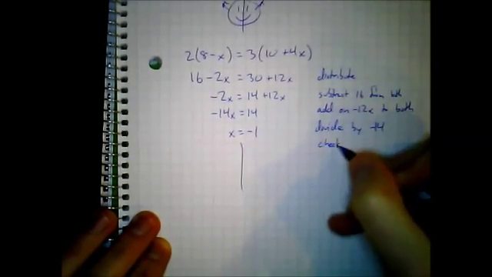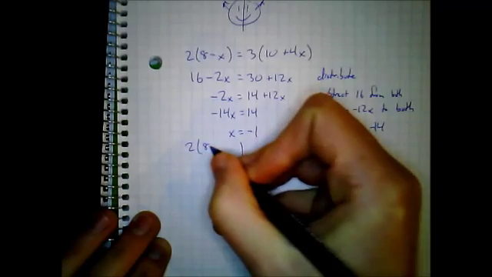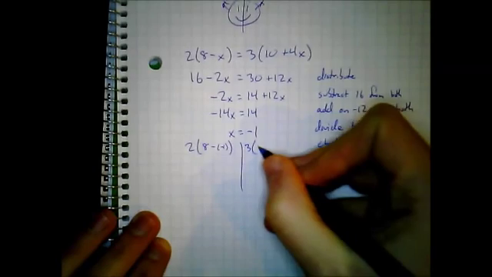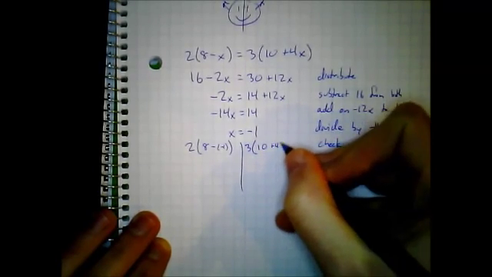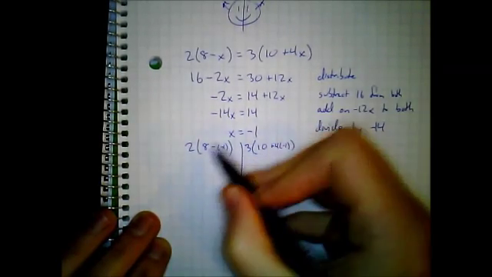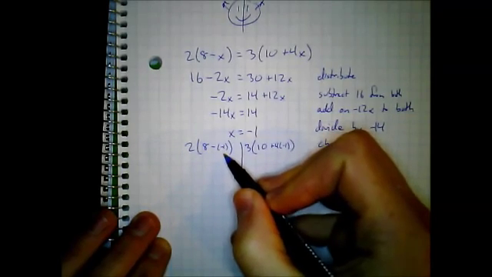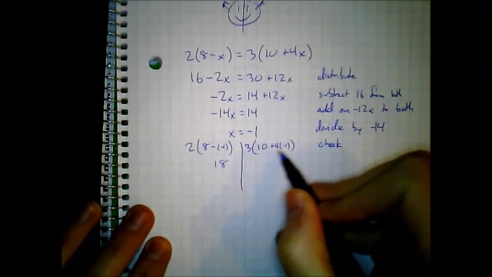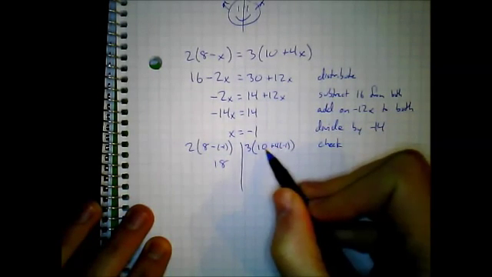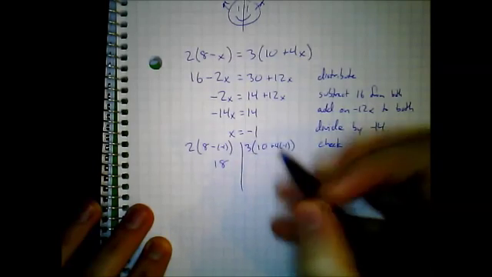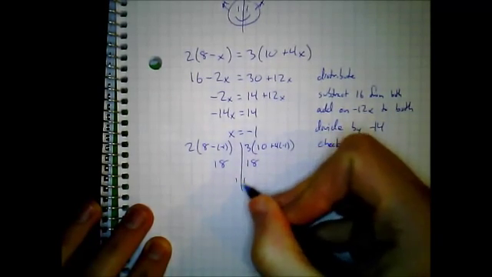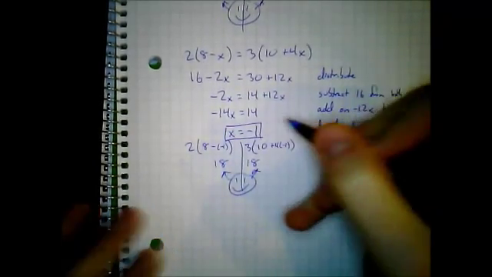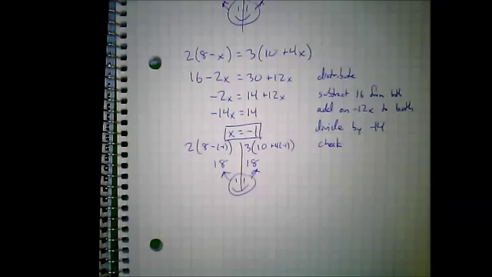Check our work. So we have 2 times 8 minus negative 1. We want to know, does this equal 3 times the quantity 10 plus 4 times negative 1. 8 minus negative 1 is positive 9, times 2 is 18. 4 times negative 1 is negative 4. 10 plus negative 4 is 6, times 3 is positive 18. This makes us happy, because when x equals negative 1, both the left and right expression equal positive 18. So we know we did it right.